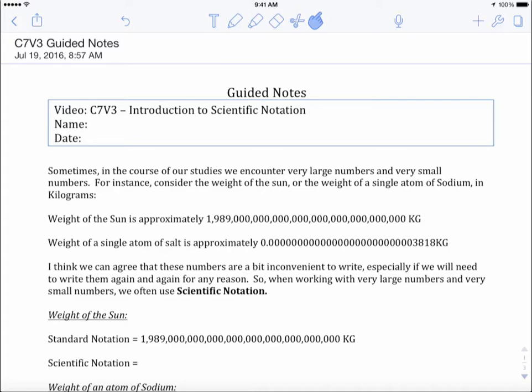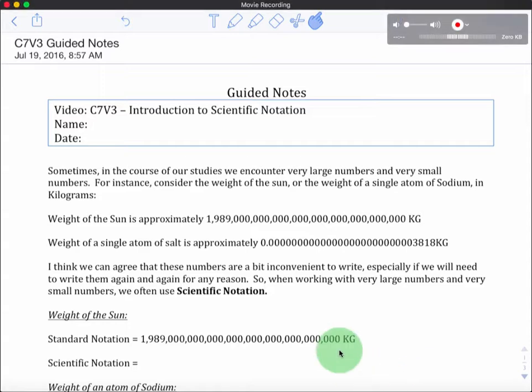Hey guys, and welcome to this lesson all about something called scientific notation. So here's the deal. Sometimes in the course of our studies, whether it's math or science or what have you, we encounter very large numbers and very small numbers. Now in this context, what do I mean by a very large number?